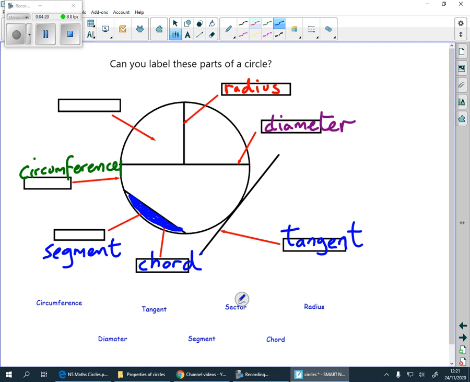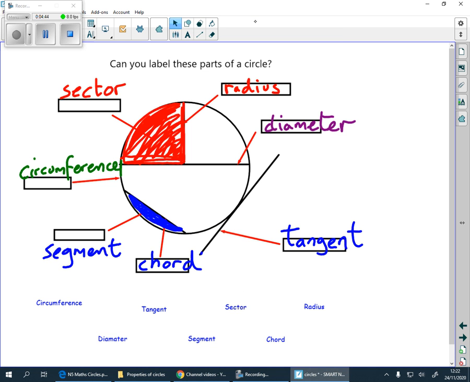So that means this bit between the 2 radius lines, the 2 radii, this area is a sector. There's a few more that aren't on this yet.